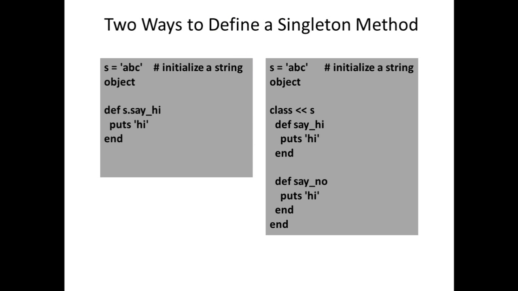So there are actually two ways to define a singleton method. The first approach is very similar to defining a class method, except you replace the class name with the instance name. The first approach is shown in the green area at the left-hand side. The second approach, which is shown in the green area at the right-hand side, uses the class keyword followed by two less than symbols, which is then followed by the instance name. All the singleton methods of the instance are wrapped up in this structure. The second approach opens the singleton class directly.